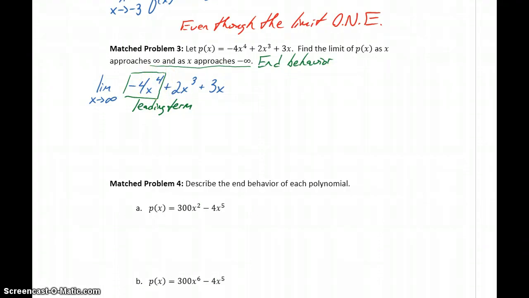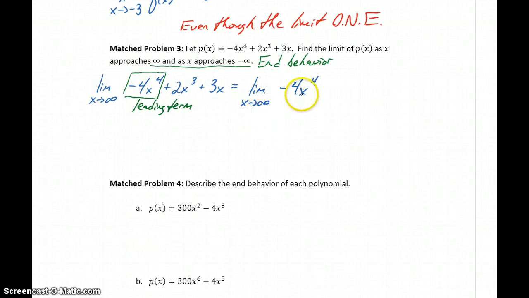The reason is, as x gets significantly large, the entire function really just starts to behave like this part of the function. This term takes over everything when x is significantly large. Even though 2x cubed plus 3x can be big numbers, this part is increasing so much faster, it controls the entire function once we get to these extreme values. So we can drop out everything but that leading term, and then just consider what happens as x goes to infinity.